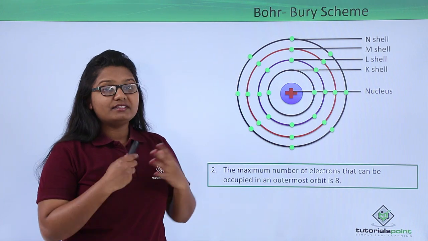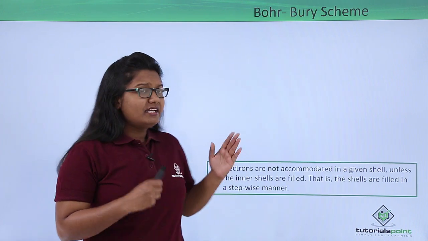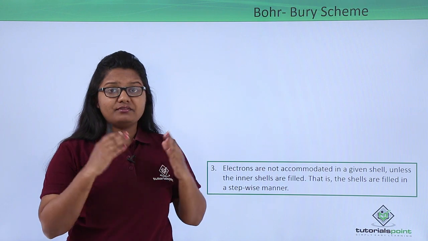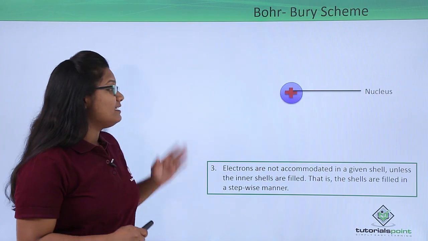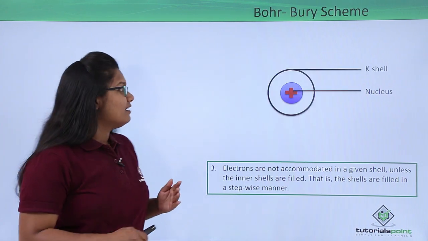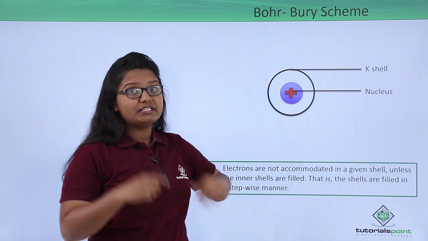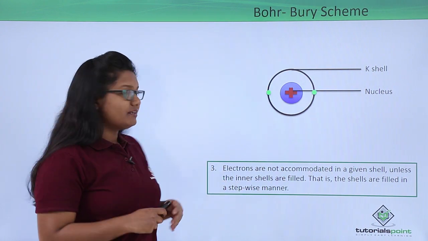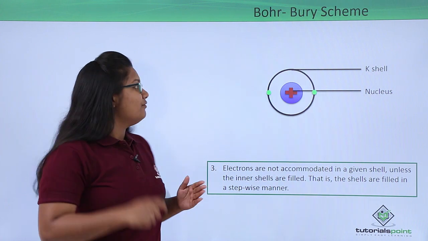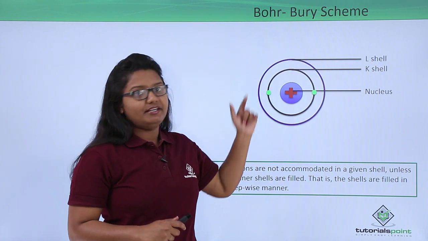Now, let's move on to the third rule. Whenever we go on filling the shells of an atom, we do it in a stepwise manner. It means that we fill the K shell first to its fullest capacity, that is 2 electrons, and then we can move to the L shell and fill it.